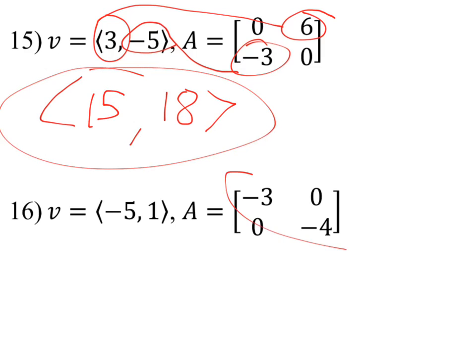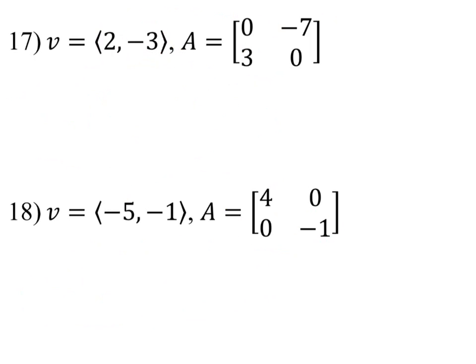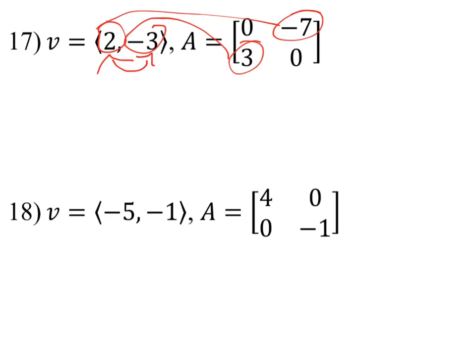And on this next one, we have numbers down the main diagonal, so we'll keep the order the same. Negative 3 times the negative 5, negative 4 times the 1 is going to give me positive 15, because negative times negative is positive, and then 1 times negative 4 gives me negative 4. There's my vector there. And next one, 17, we have zeros down the main diagonal, so we're going to have to change the order of our components here. 3 times the negative 3, negative 7 times the 2 is going to give me negative 9, and then negative 14.